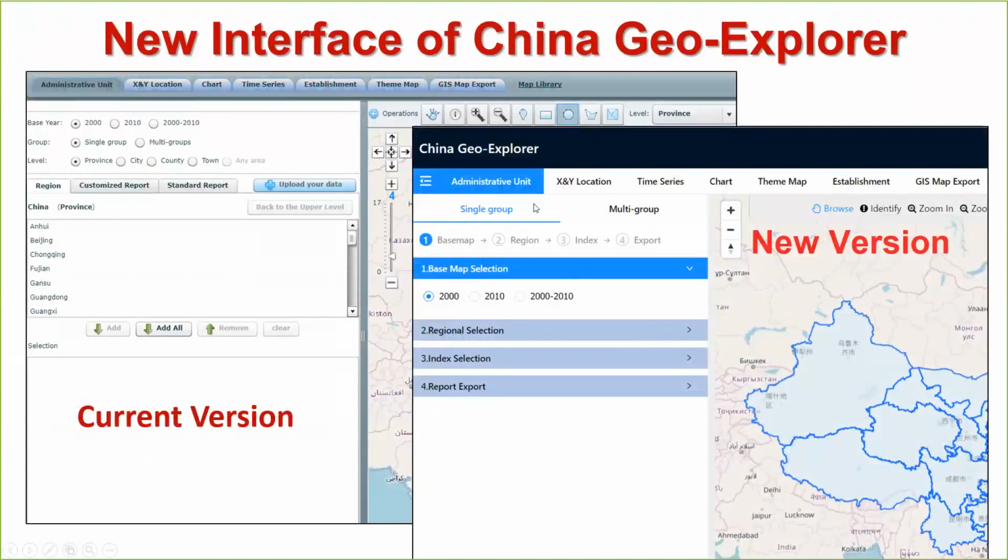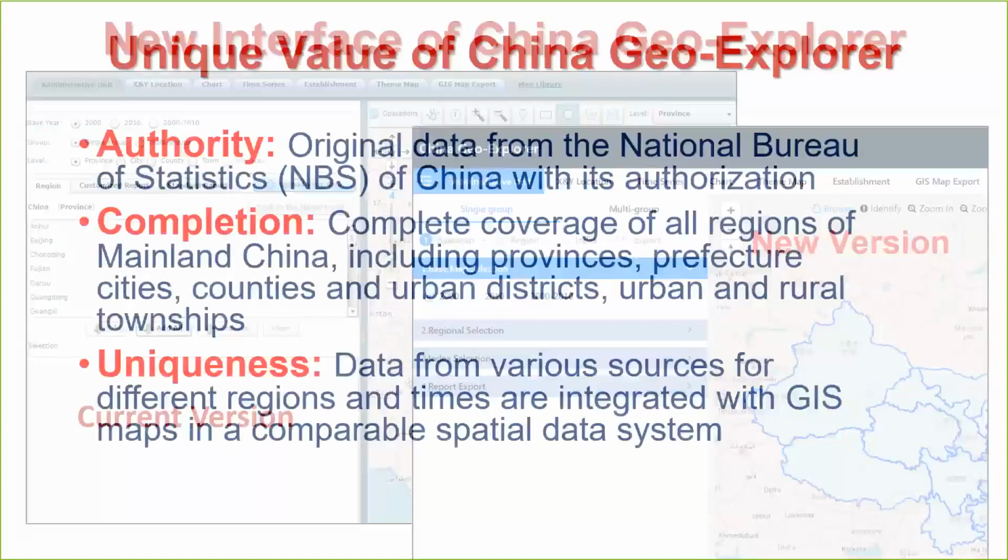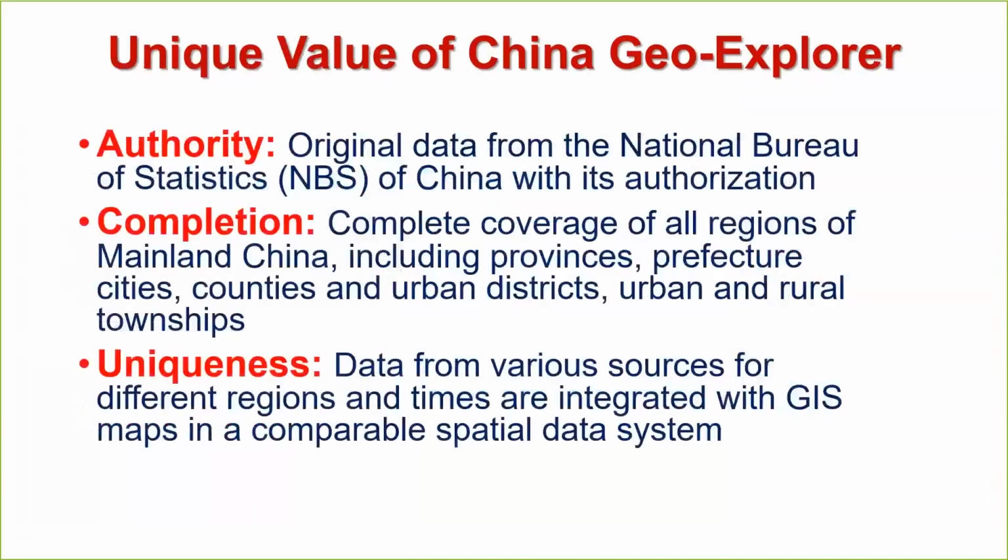You can see the new version has the step 1, 2, 3, 4. So you can go through all these steps. So you don't need the training or even the guidebook for using the China GeoExplorer. So for the China Explorer, it provides some unique value. These are the 3 primary unique values of the China Explorer.